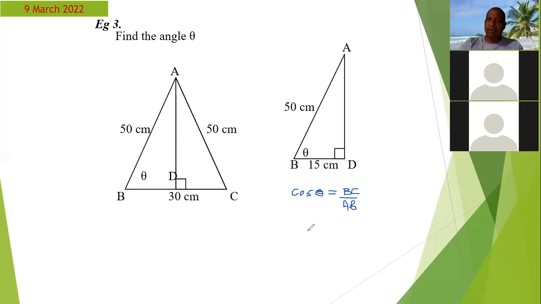All right, so putting in what we know, we would get what? 15 over 50. So cos of theta would be equal to 15 over 50. And when divided, we would get 0.3.